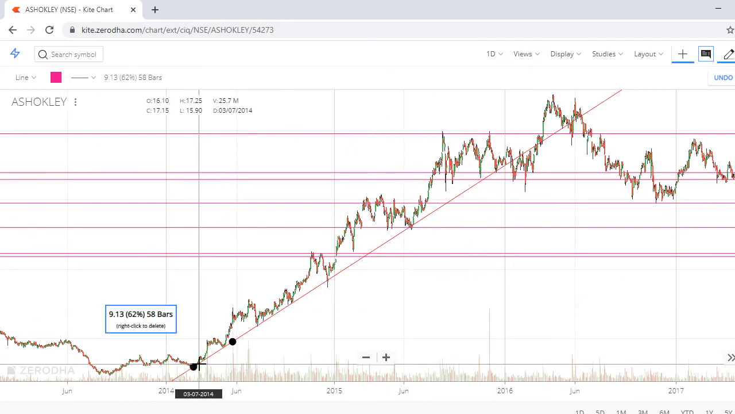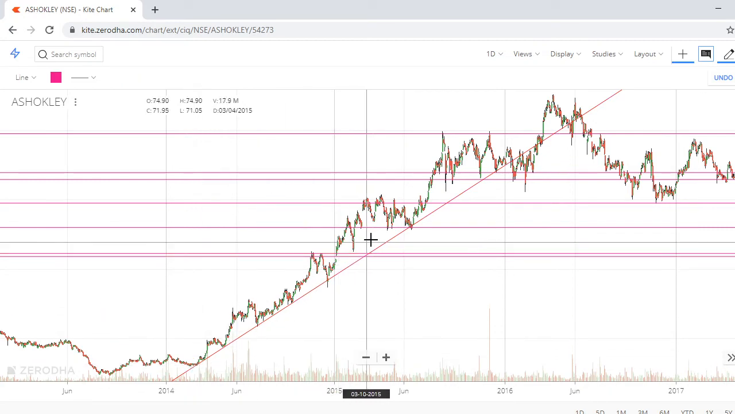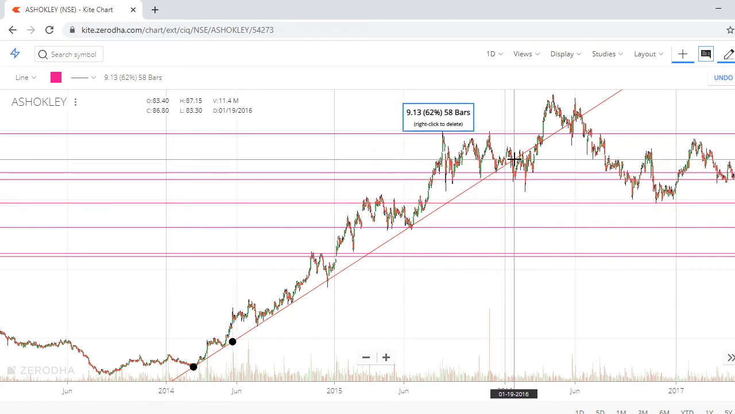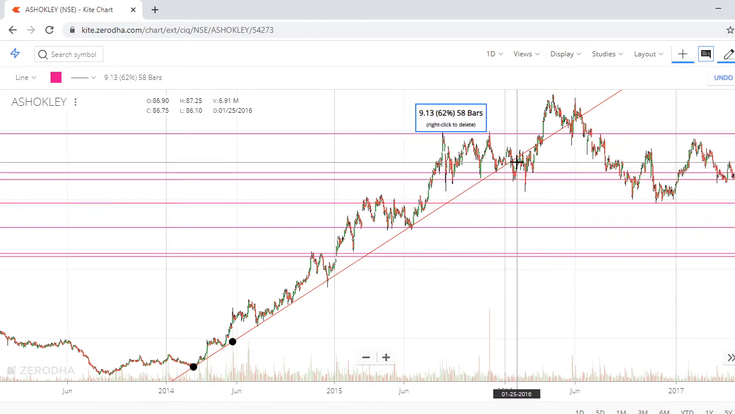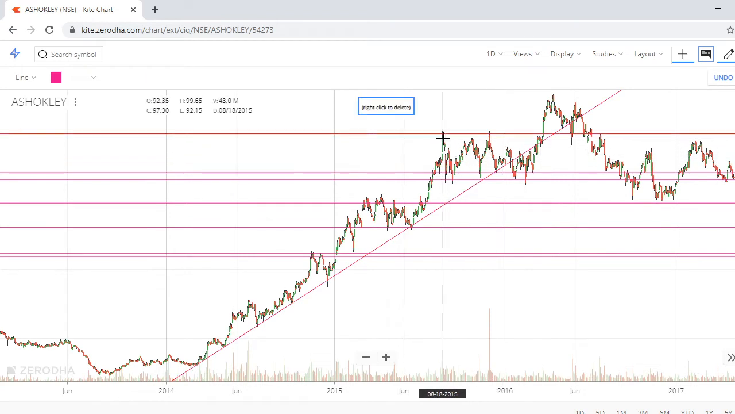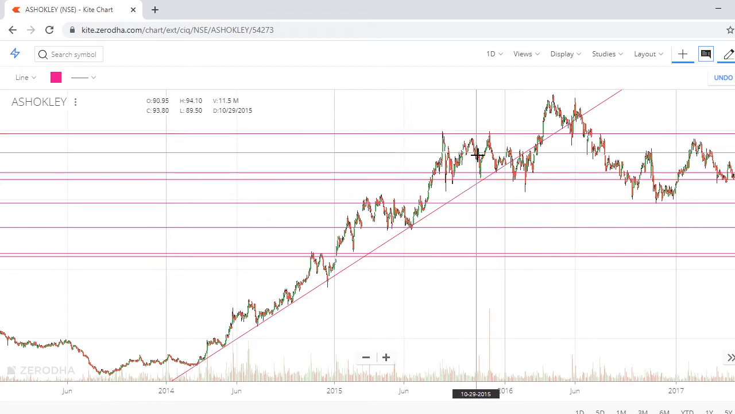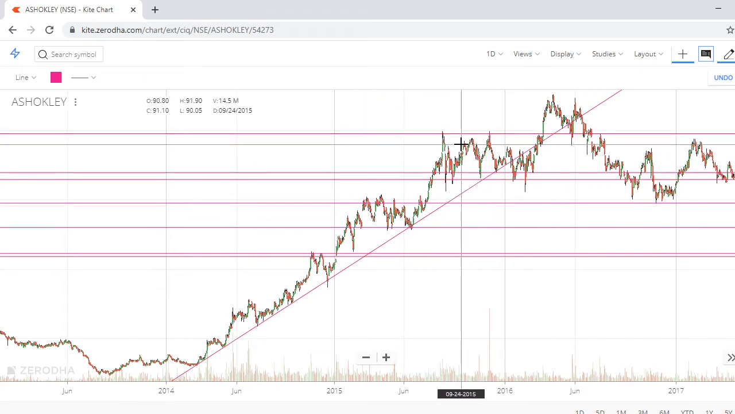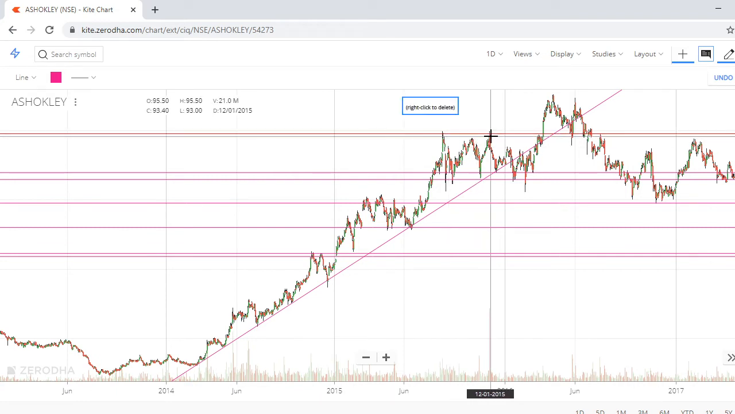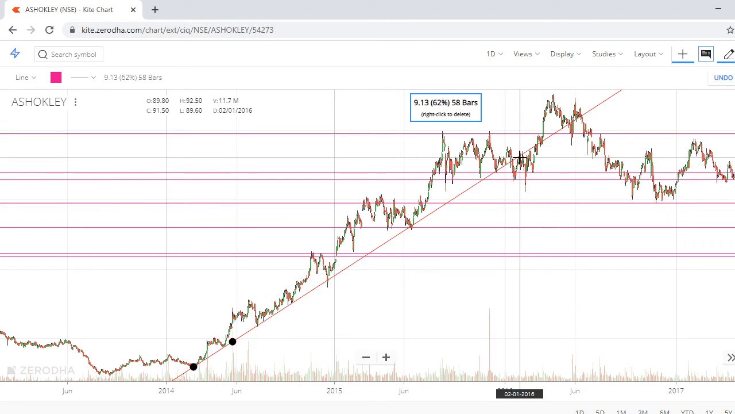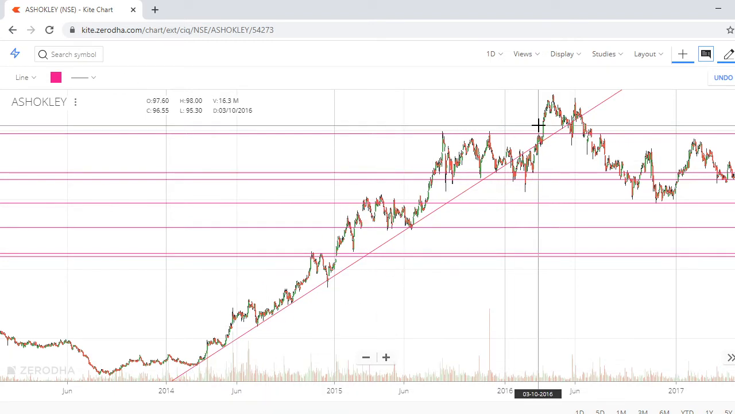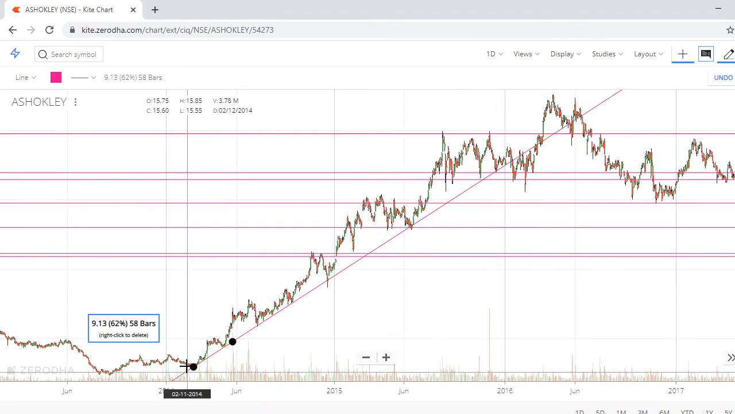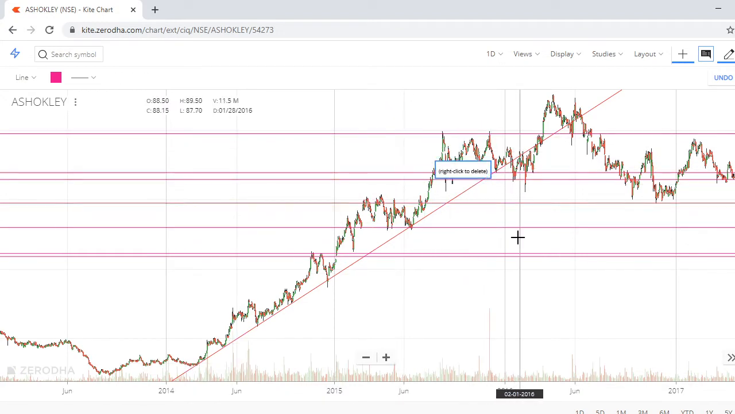So if you might have invested in Ashok Leyland in 2014 at rupees 15 or 16, you can wait, and wait, and wait, and there it's broken, better to exit at 88. Or if you are clever enough, it's trying to break this resistance, but it could not. One hit, two hit, three hit, so it's better to exit here. 97 rupees or 88 rupees, whatever it is, much better.